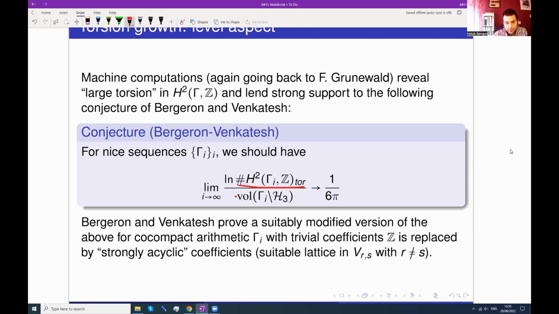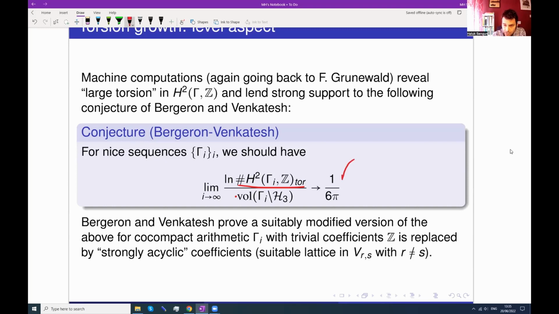I'm going to take the ln of it, which means there's something exponential going on. If you normalize that by the volume of the associated threefold, these ratios, these normalized sizes of torsion, as you go down the sequence, converge to 1/6 pi. So this means that there's an exponential growth, right? The size of torsion grows exponentially with the volume.